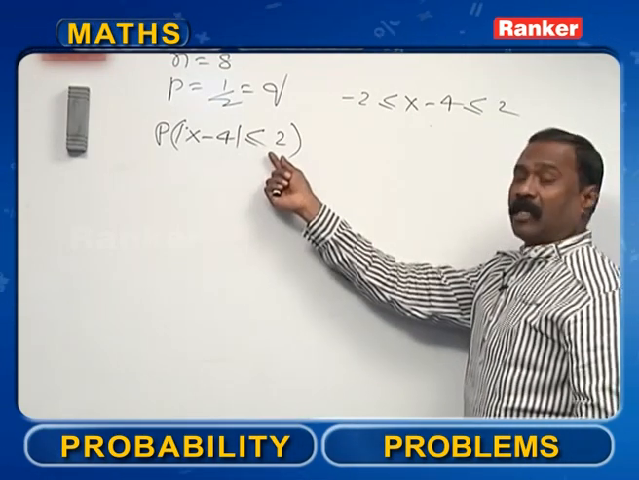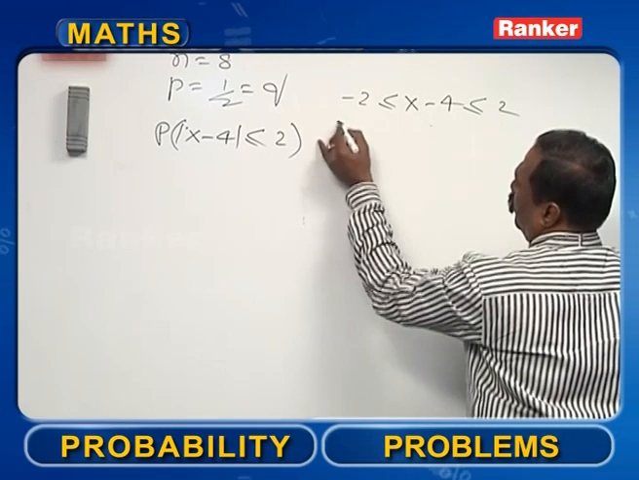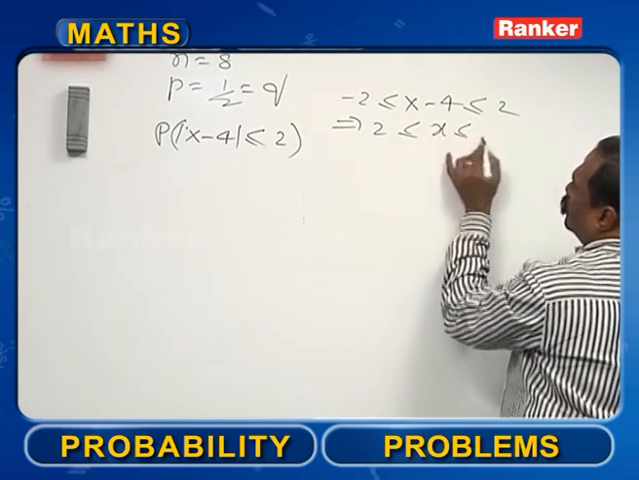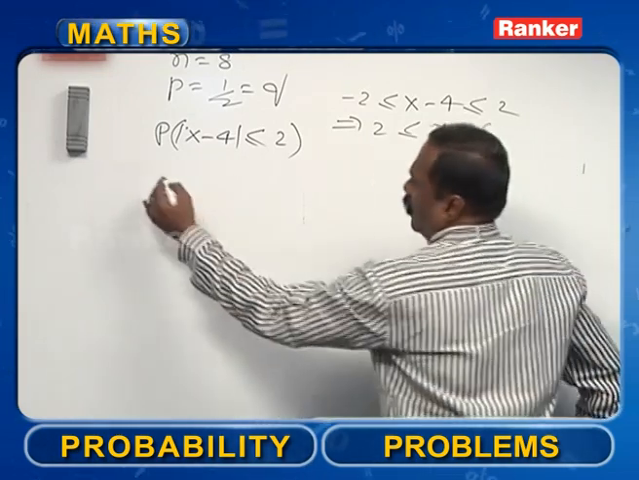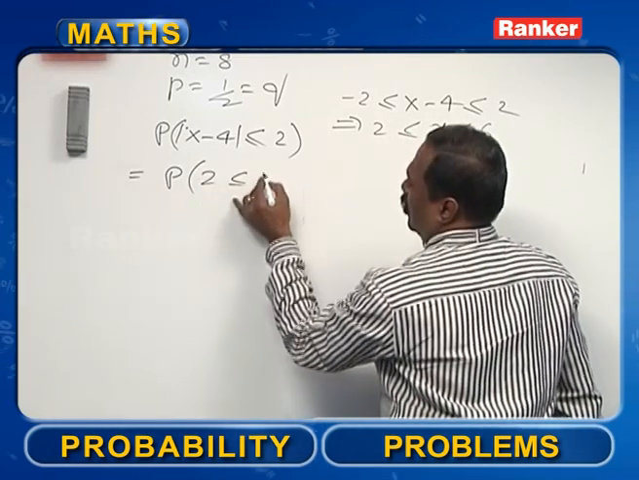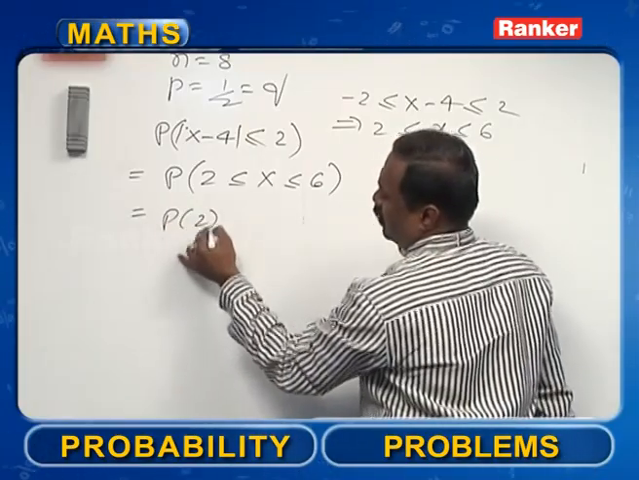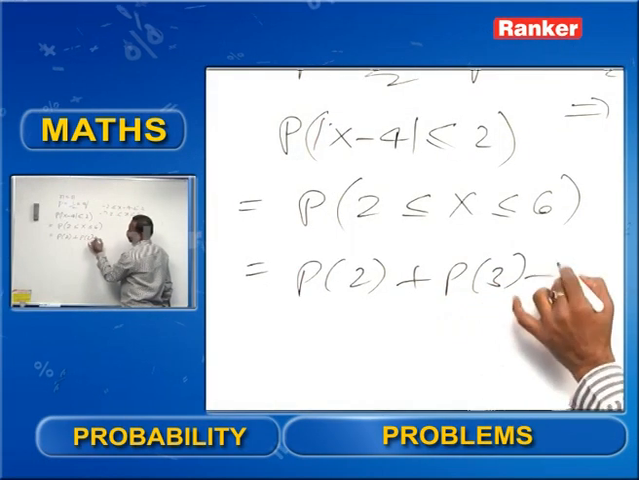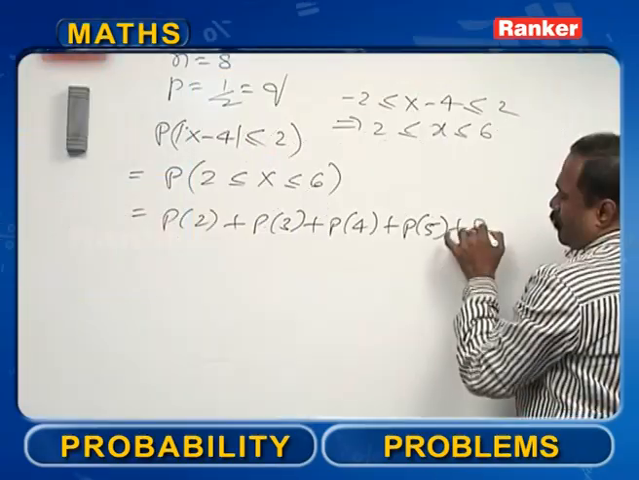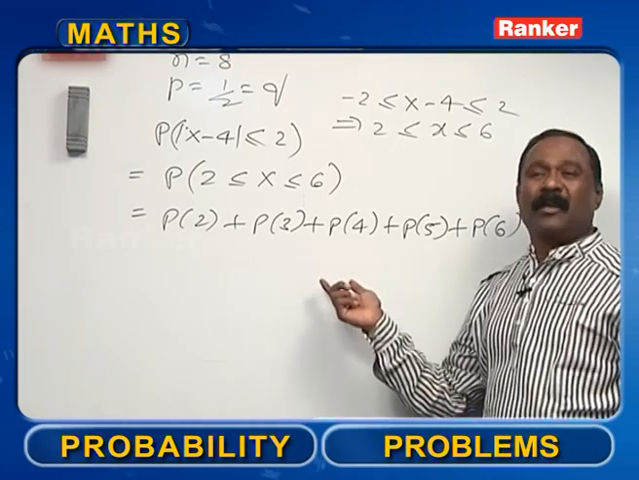Modulus less than or equal to 2 means its value lies between minus 2 and plus 2. And if you rearrange, this is 4 minus 2 less than or equal to x is less than or equal to 2 plus 4, that is 6. So you have to write this now: 2 less than or equal to x less than or equal to 6. How do you understand this? This is P of 2 plus P of 3 plus P of 4 plus P of 5 plus P of 6. You have to sum all these probabilities.